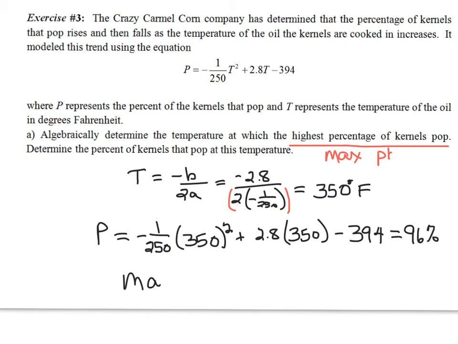So our maximum value of this function is that at 350 degrees Fahrenheit, if the oil is at 350 degrees, then 96% of the kernels will pop. So we see that by this function, I can actually never get all the way to 100% of the kernels popping, because this was my maximum point. The most kernels that can pop is 96%.